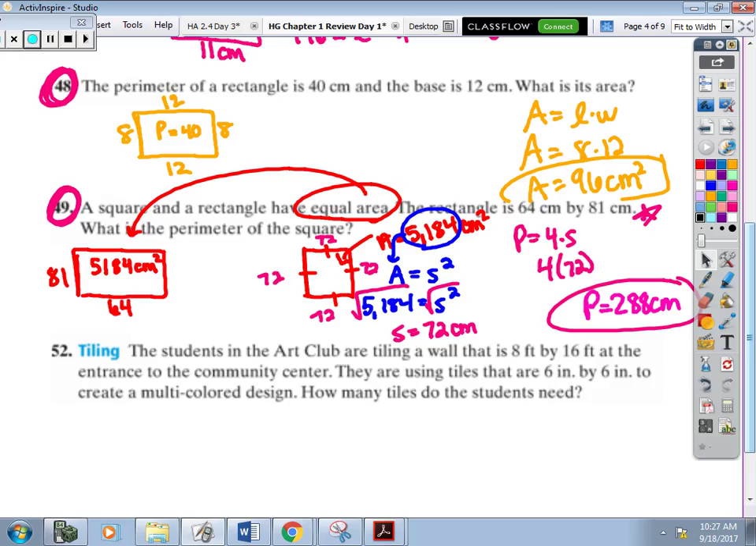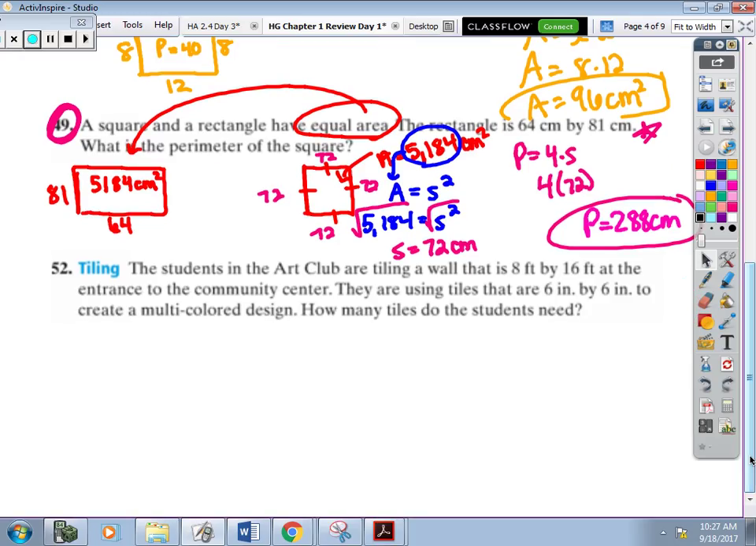All right, 52. How many tiles do we need to fill the room? Evan? 512 tiles. Very nice. So, the game plan for this one is you need to find the area, not the perimeter, because you're not putting tiles just around the edge of the room. You're filling the whole room with tiles. Okay, so find the area of the room.